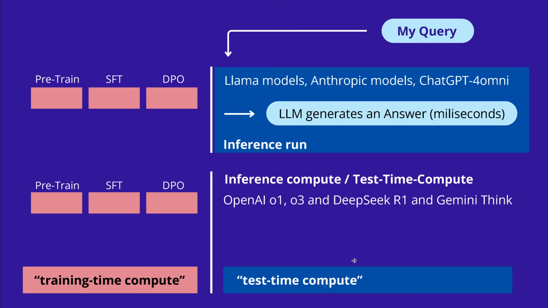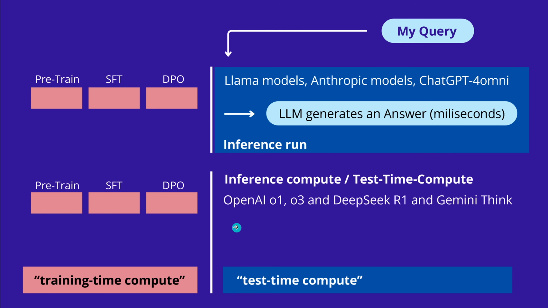And you might ask, why? Why do we need this? Well, it all depends, of course, on the query. If I have a very specific query, then the model, here a Llama model for example, just generates an answer that the model learned. This is it.